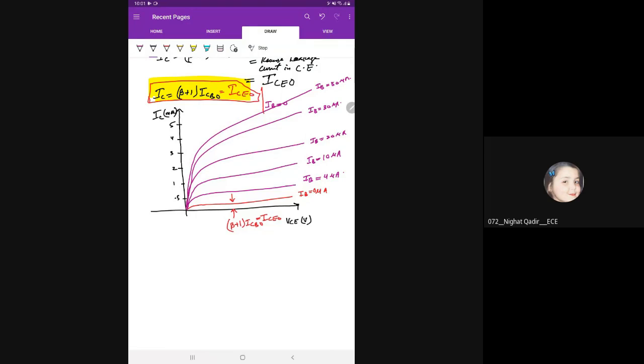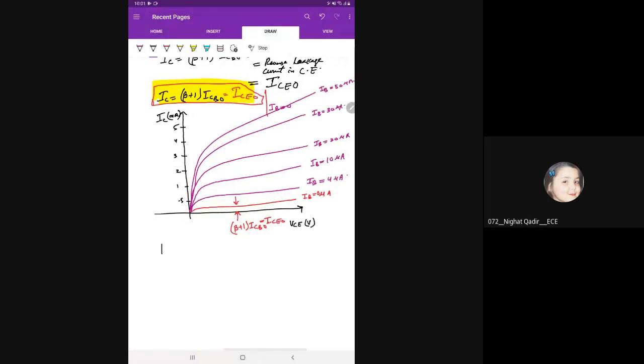Okay, and sometimes we can calculate beta from this graph also. How do we calculate the beta? Beta is basically current gain. In common emitter configuration, beta is the current gain, or we can also say that it is known as the amplification factor.